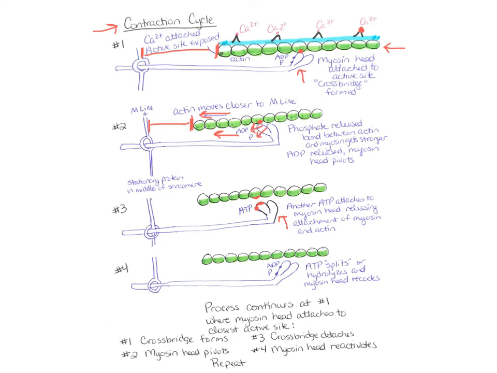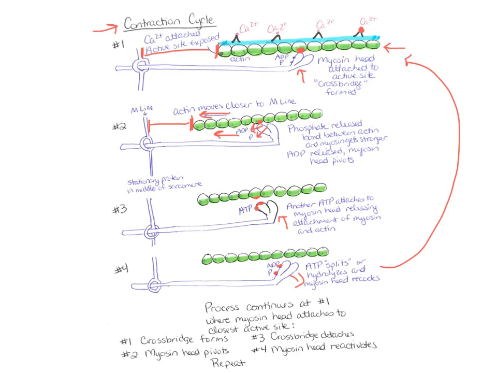So then we get to step 4. ATP splits into ADP and phosphate, and the breaking of that bond recocks or activates that myosin molecule. So ATP splits or hydrolyzes, and the myosin head recocks. After that, we start over again at step 1, where there's this chemical attraction. As soon as the head is recocked, and as long as the active sites are exposed, the myosin head will bind to the actin molecule again.